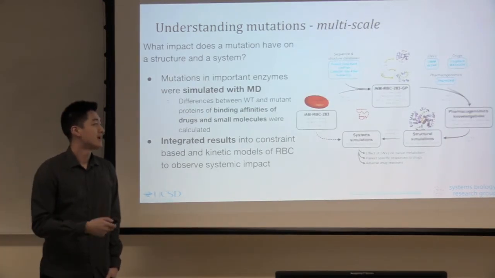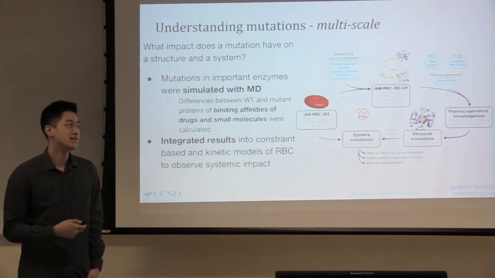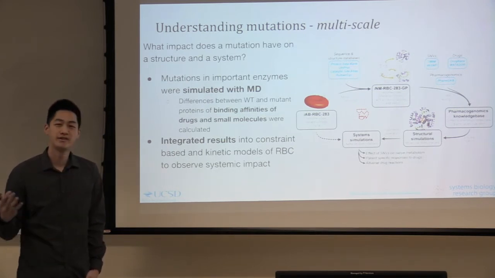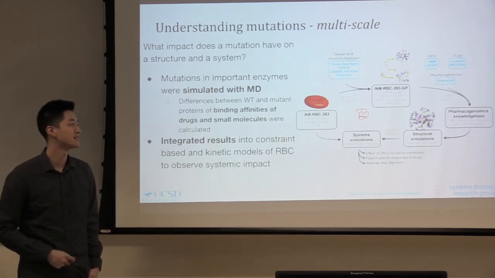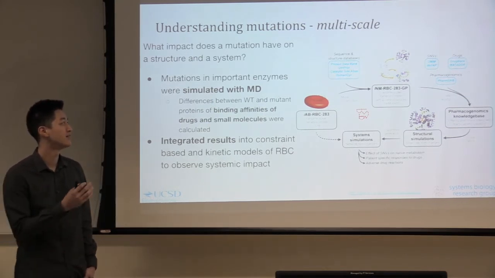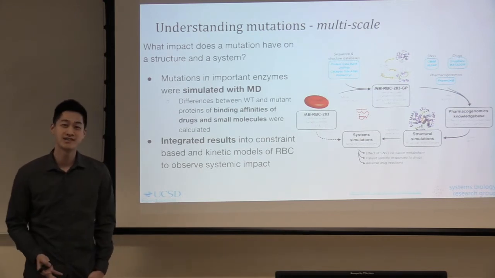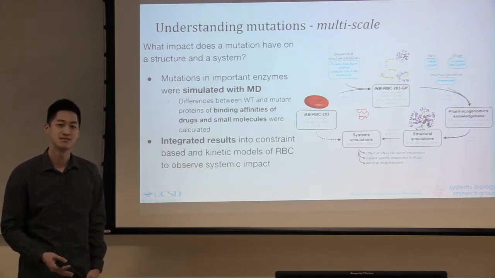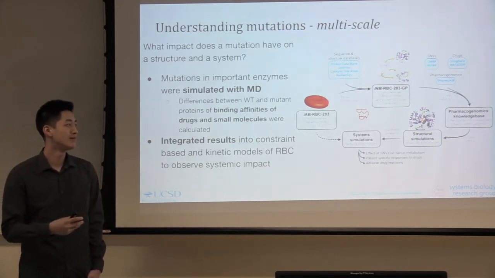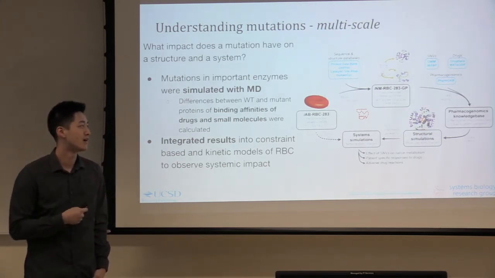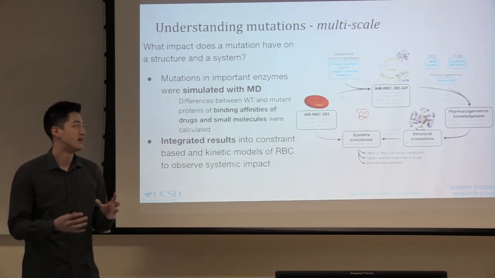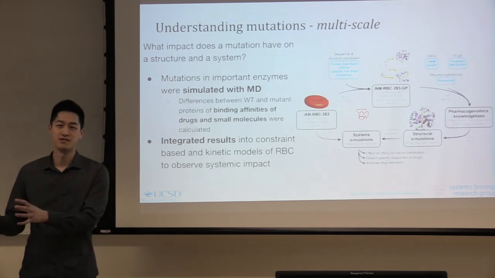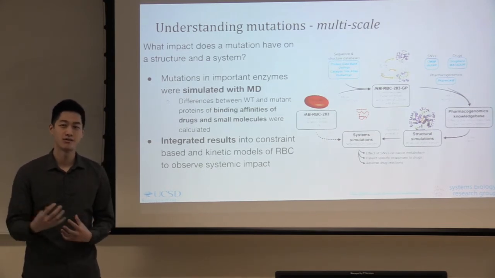So when I came to this lab, another application I was interested in was trying to apply more detailed methods like molecular dynamics and docking, like we mentioned in the last lecture, to understand the effects of what a mutation is really causing on a system and a structure. So what we did in this study was take a couple of enzymes in the red blood cell model, and we simulated their wild type and mutant protein structures. And we wanted to see how that impacted the binding of a drug or a metabolite.